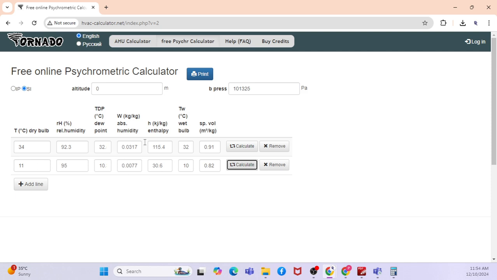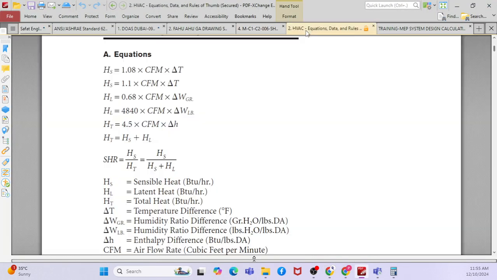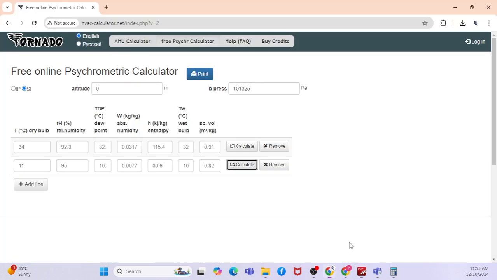So in this table you can calculate delta H, right? The delta H difference between on coil and off coil, or you can calculate delta humidity ratio. This is the humidity ratio. So you can see on coil and off coil, what is the difference? You can get this value, right? And also you can get the dry bulb temperature difference, delta T. So by using this psychrometric chart, you can calculate delta T, delta H, and delta W. Clear, right?